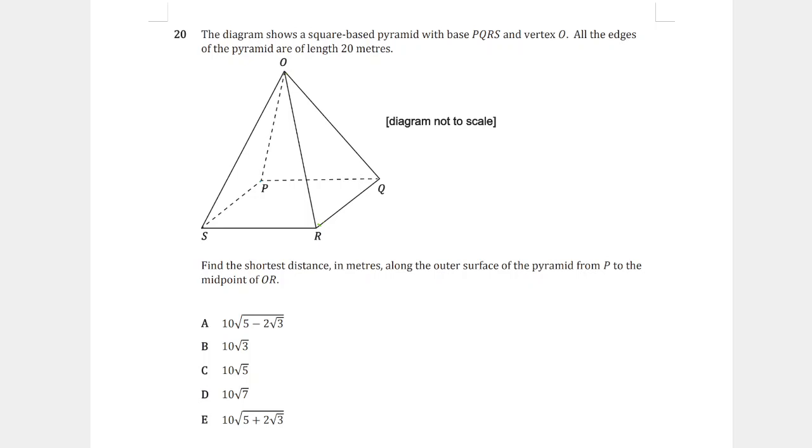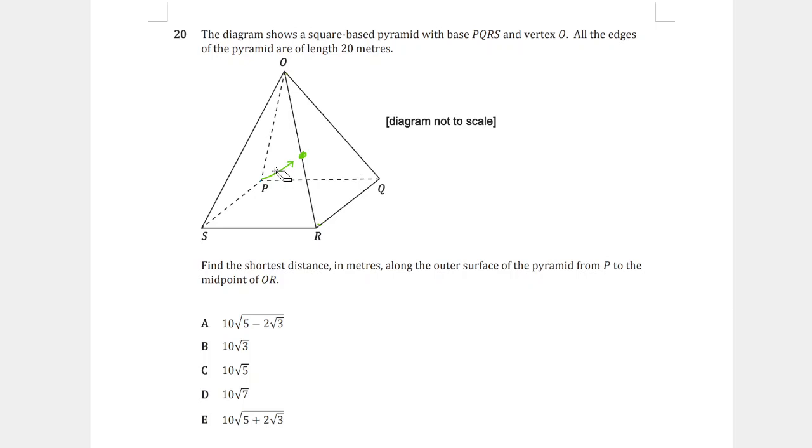Okay, so the midpoint of OR is somewhere here, right? The key thing is you can only go along the outer surface, yeah? So you can't travel midair. You can't just go from P straight to the point. You have to go along the surfaces. So intuitively, what routes are good candidates? What routes are possible?